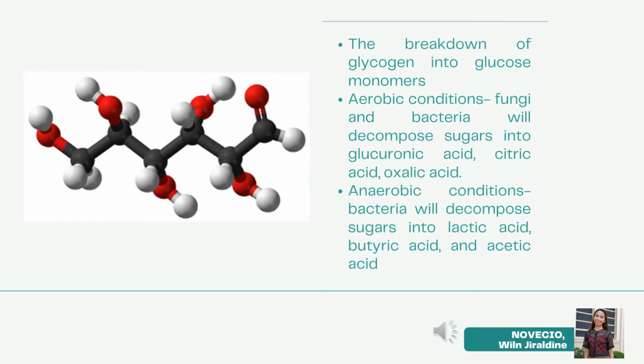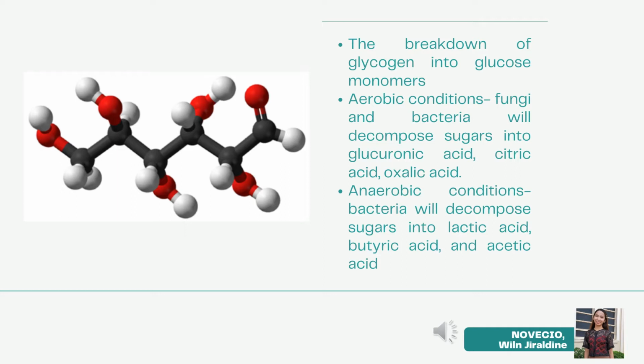Early in decomposition, carbohydrates will be broken down by microorganisms. The process begins with a breakdown of glycogen into glucose monomers. These sugar monomers can be completely decomposed to carbon dioxide and water, or incompletely decomposed to various organic acids and alcohols or other oxygenated species such as ketones, aldehydes, esters, and ethers. Depending on the availability of oxygen in the environment, sugars will be decomposed by different organisms and into different products, although both routes may occur simultaneously.